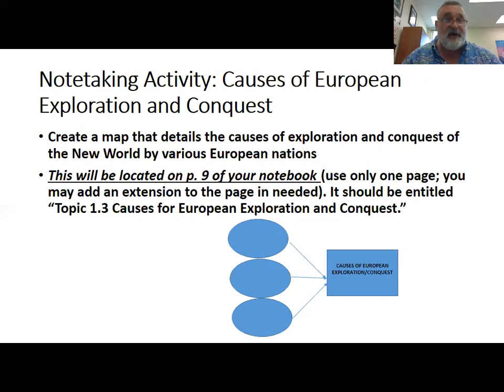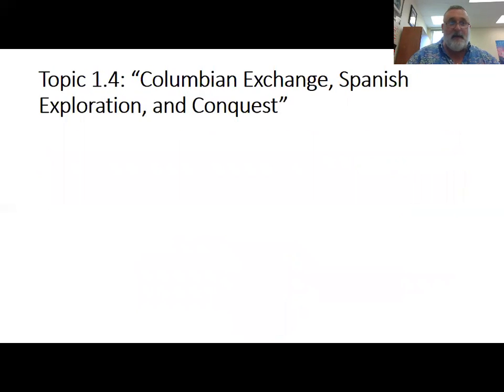I will give you a clue that what we talked about last year with God, gold, and glory, that does sum up what these things are. But I would suggest that you put a little bit more detail than God, gold, and glory with this cause and effect chart. Okay, so that goes on page 9.